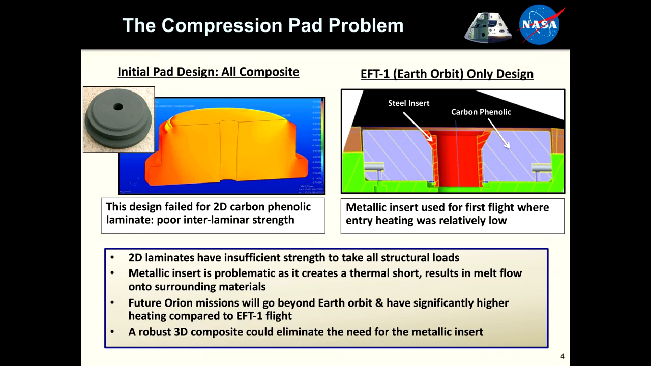I should point out, as is down here in this third billet, while the first mission just orbited the Earth, all the future missions will go to the lunar region and back, traveling at a higher velocity, entering the Earth's atmosphere at a higher velocity, and creating a lot more heating. So again, that metallic insert creating a thermal short could be problematic in that scenario. So we wanted to enable a design that wouldn't need that.